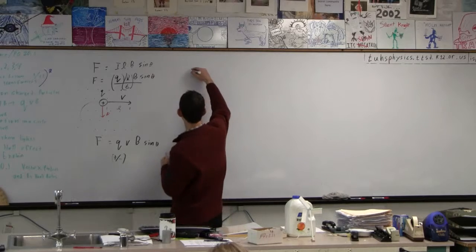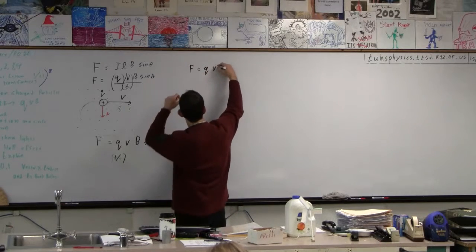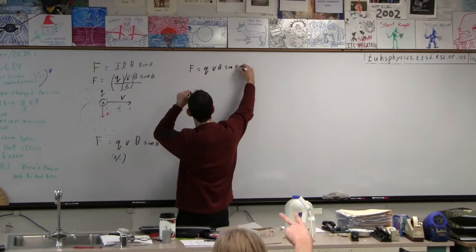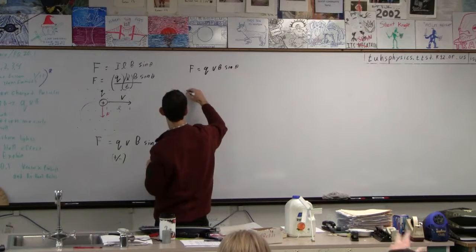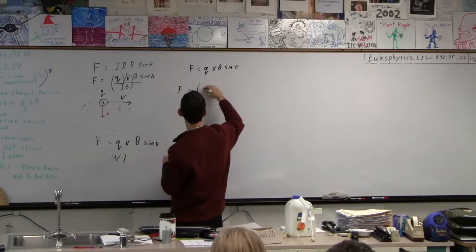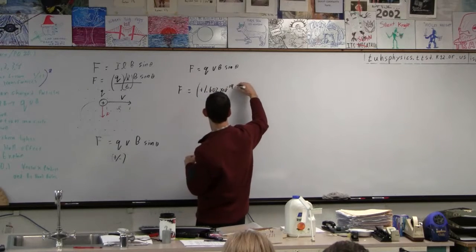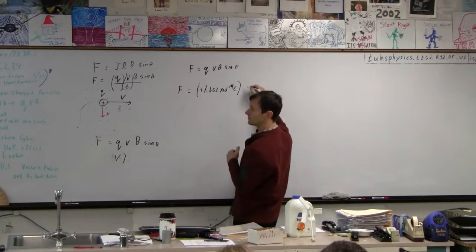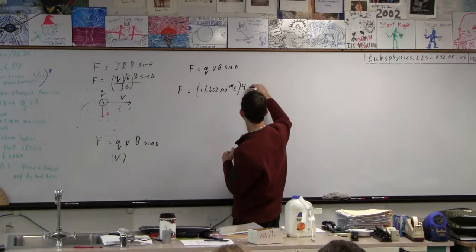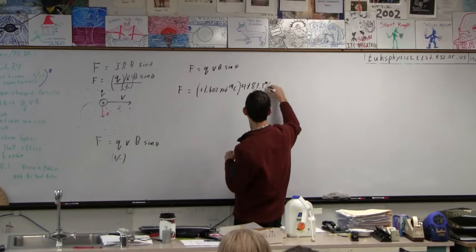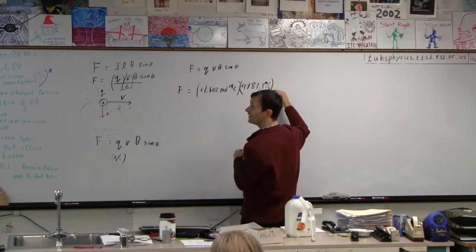The force then is going to be QVB sine theta, right? So it equals, well, positive 1.602 times 10 to the minus 19th coulombs, times what's its velocity? Wow, this is a very accurate velocity, 4787.1 meters per second. Okay, right?